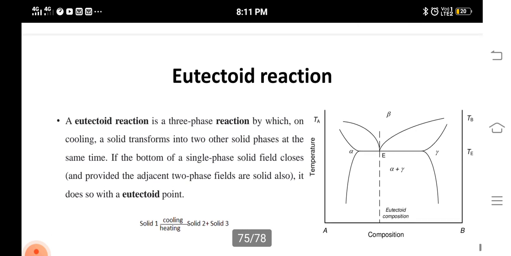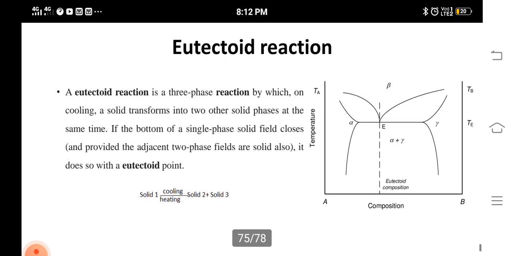Then we have the eutectoid reaction. A eutectoid reaction is a three-phase reaction like the eutectic reaction, by which on cooling a solid transforms into two other solid phases at the same time. Here a solid 1 goes to solid 2 and 3 while cooling, and vice versa, solid 2 and 3 together will give solid 1 while heating. This is called a eutectoid reaction.